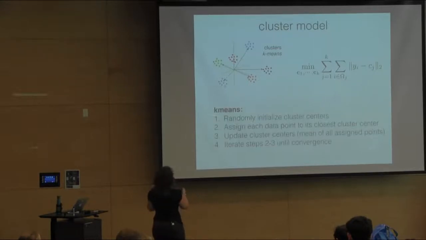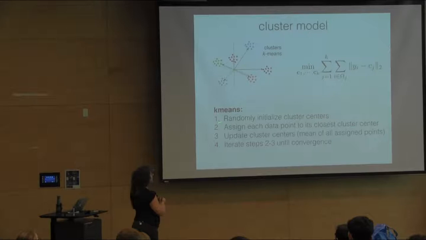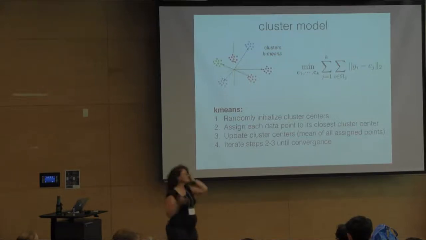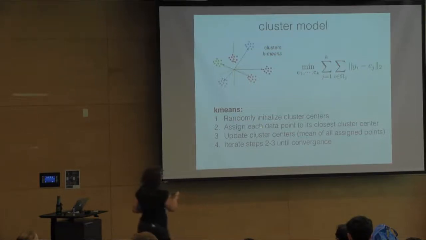Okay, so what k-means does is it starts by randomly initializing the cluster centers. So you say, I want k clusters, and I would come up with k random vectors. And then I'm going to assign each data point to its closest cluster center.